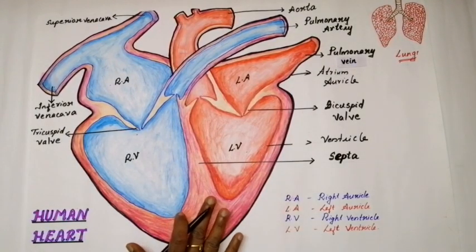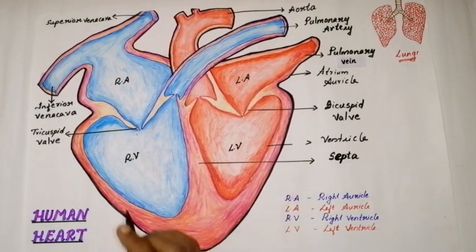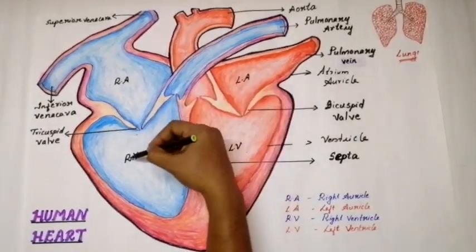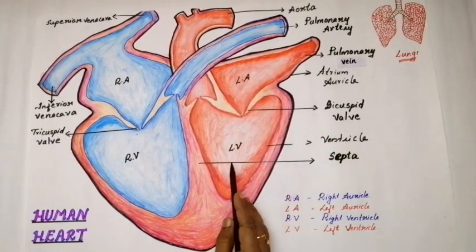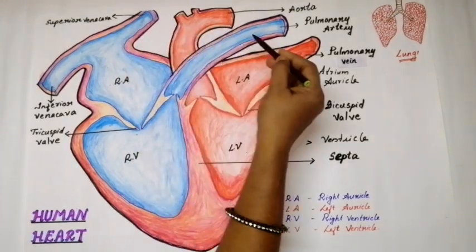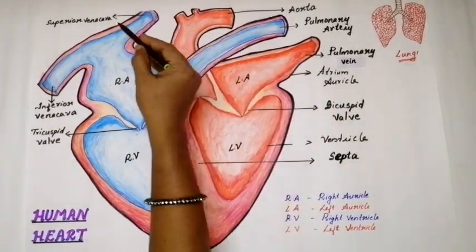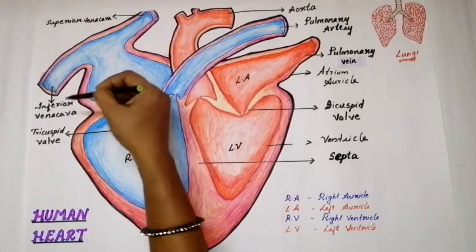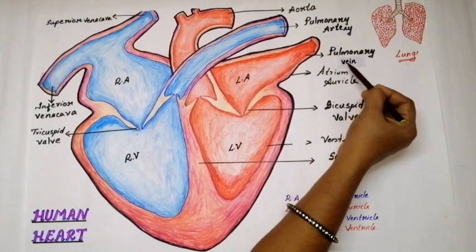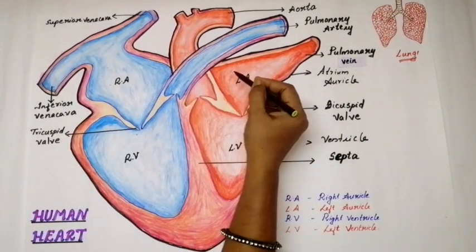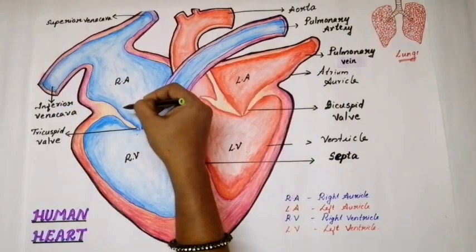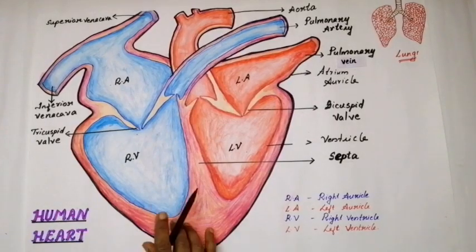This is the structure of human heart. Heart consists of 4 chambers. They are right auricle, right ventricle, left auricle and left ventricle. Now, so many blood vessels are associated with this heart. Superior vena cava, inferior vena cava, aorta, pulmonary artery and pulmonary vein are the blood vessels associated with the heart, which carries blood into and out of the heart.